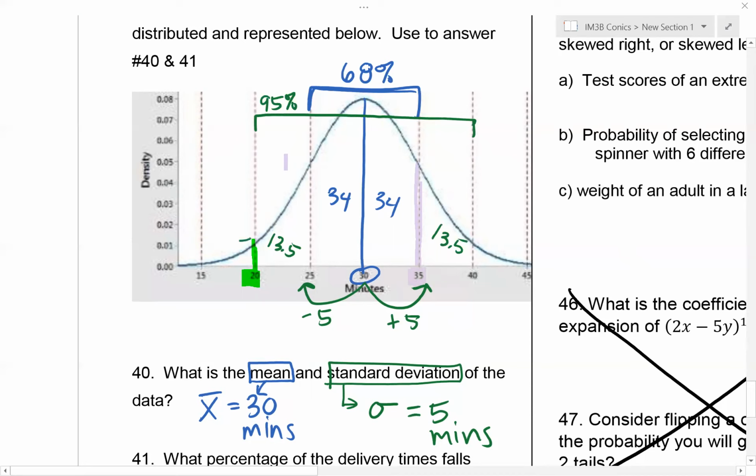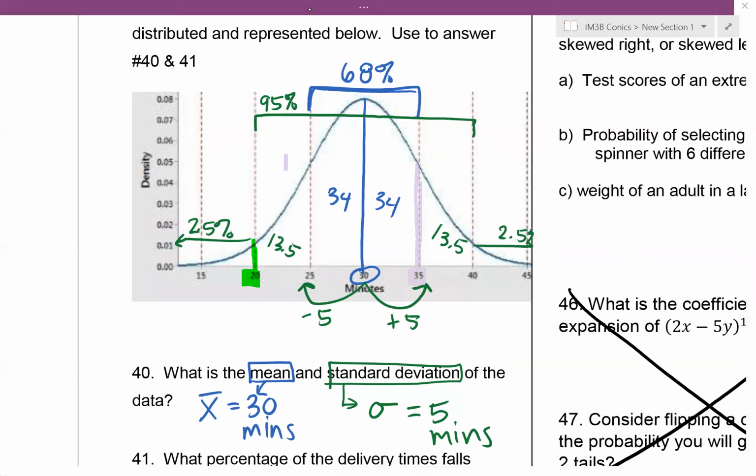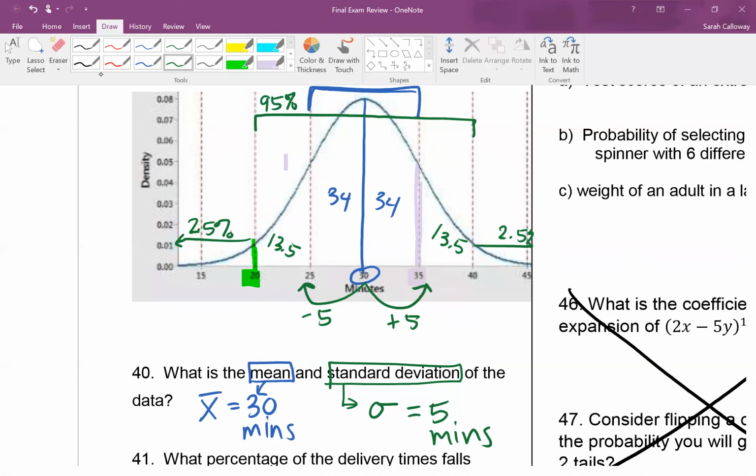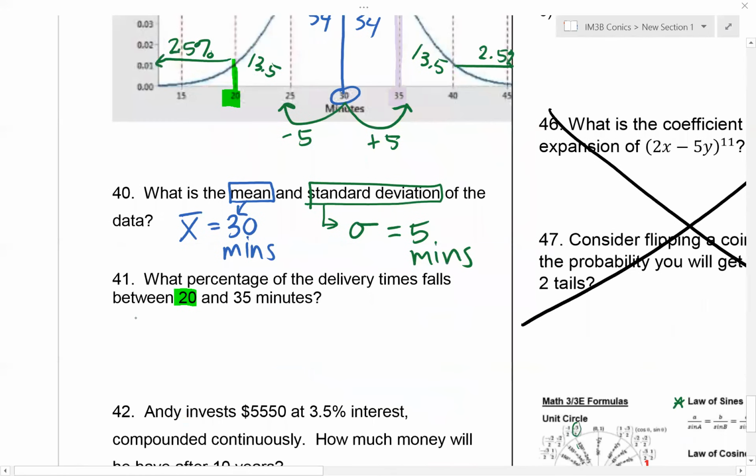And then we talked about what's left here. We didn't ever do from 15, so that means that the rest of this is 2.5%. This side's 2.5%. And so all that we would need is to add up the values that correspond to the sections that we're looking at. So from the 20 to the 35, we're adding up 13.5 plus 34 plus 34, which gives us about 81.5%.